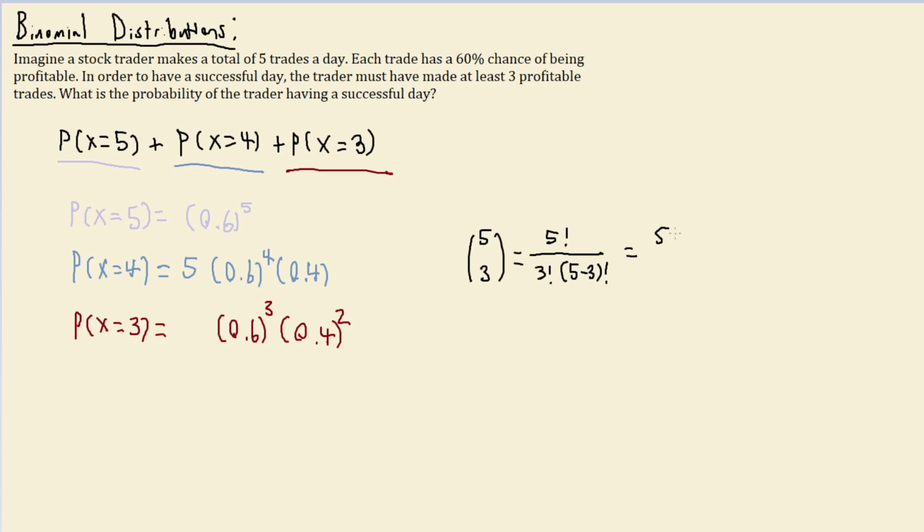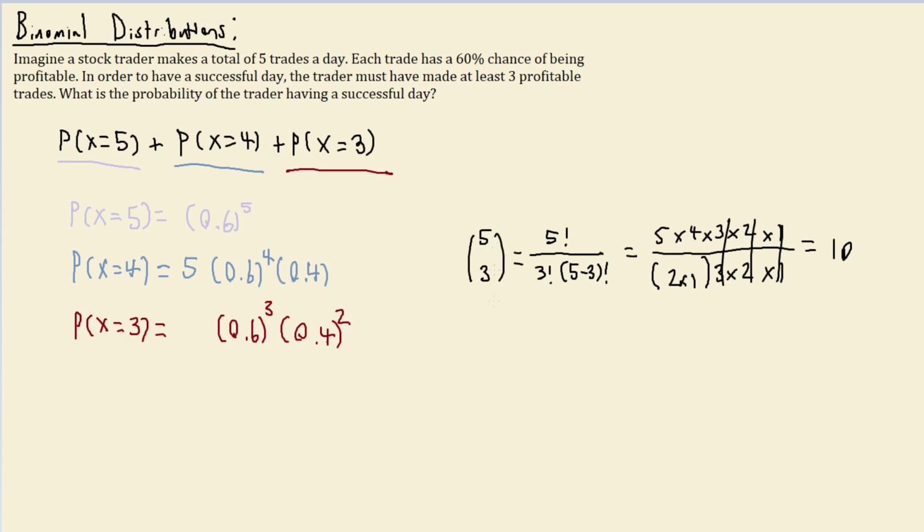This is going to be 5 times 4 times 3 times 2 times 1 over, I'm going to rewrite this on the other side, 3 times 2 times 1. That's this 3 factorial right here. Multiplied by 5 minus 3 factorial. Well, that's just 2 factorial, so 2 times 1. This would cancel, and we'll be left with 5 times 4 over 2. So that's just going to be equal to 10. So there's 10 different ways that we could pull 3 different events out of a set of 5 events.